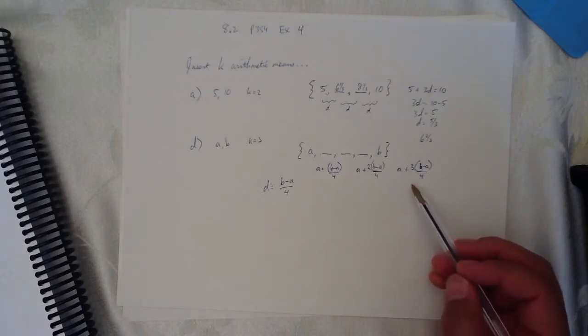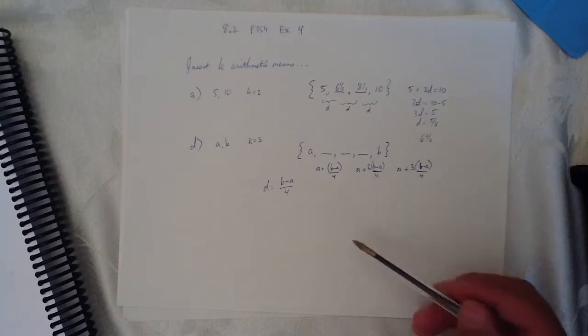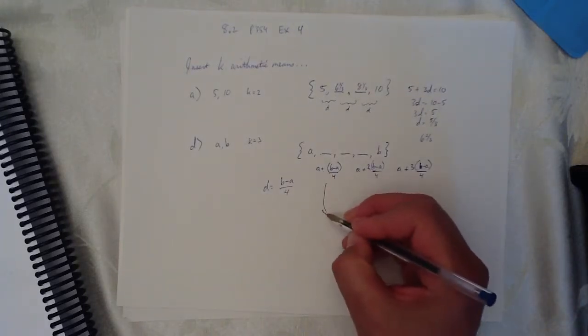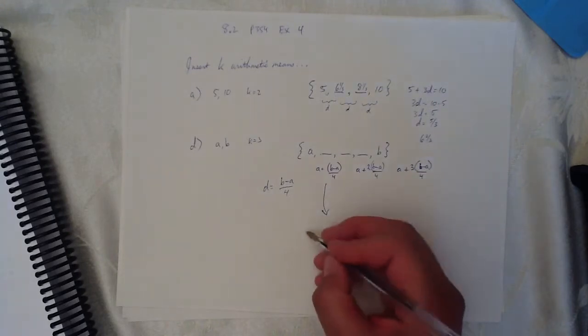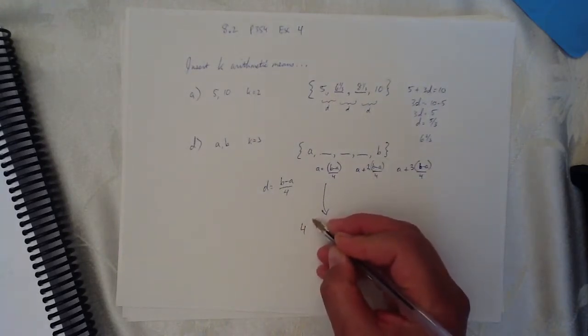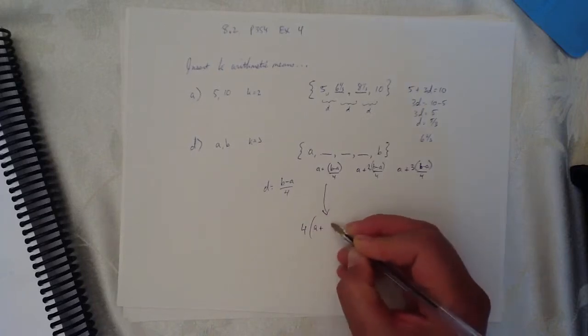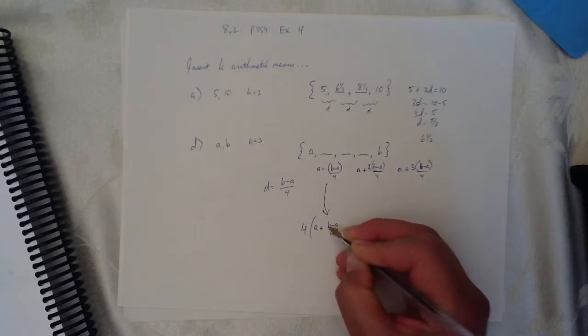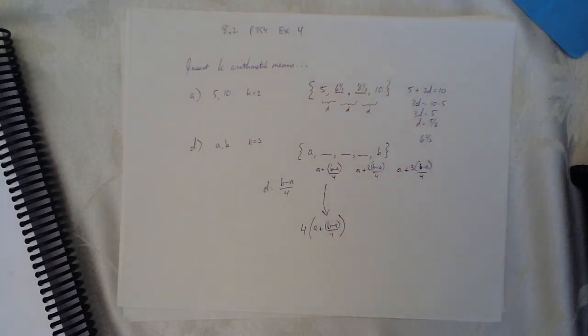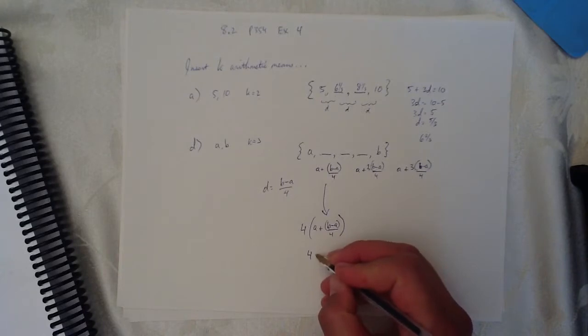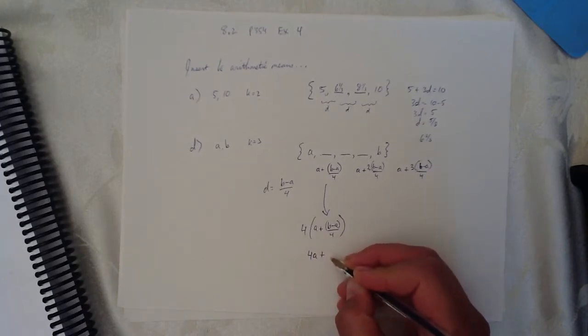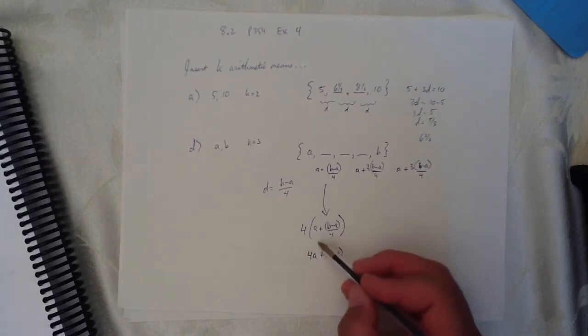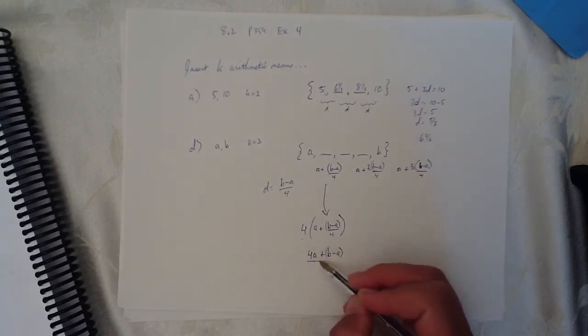This representation of them, though, is not the same as what's in the answer key. They do it a little bit differently. Clearly you can simplify here. But to make it look like it does in the answer key, if we multiply the entire thing by 4, we would end up with 4A plus B minus A. So we multiply it all by 4, then we have to divide it all by 4.